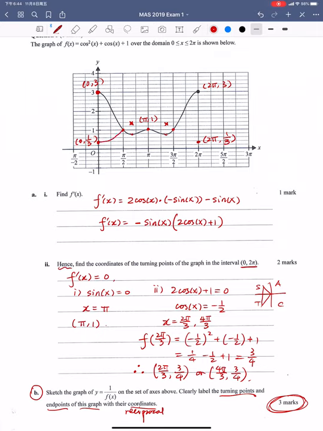Now I'm connecting these points carefully and smoothly. And don't forget to label the turning points. This one will be (2 pi on 3, 4 on 3). And this one is (4 pi on 3, 4 on 3). And I don't need this point here. All right, pretty easy.